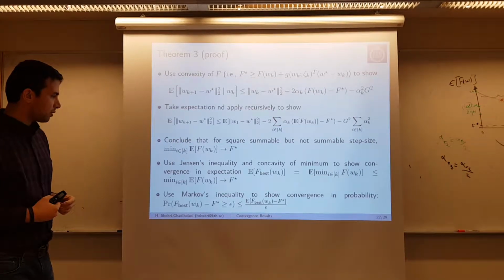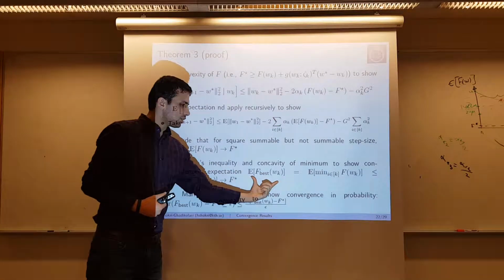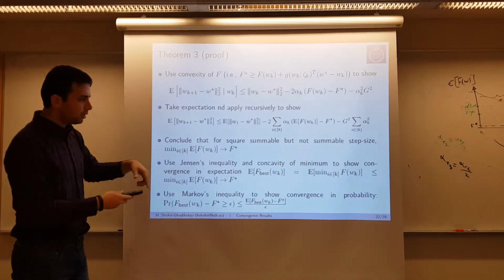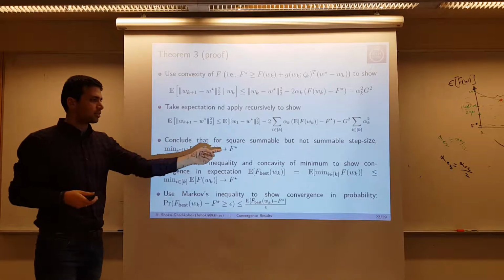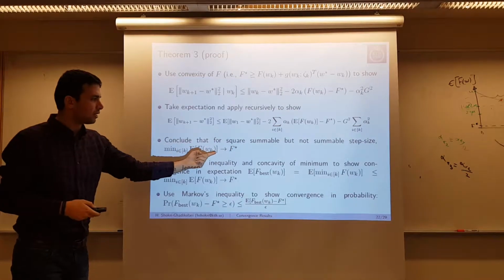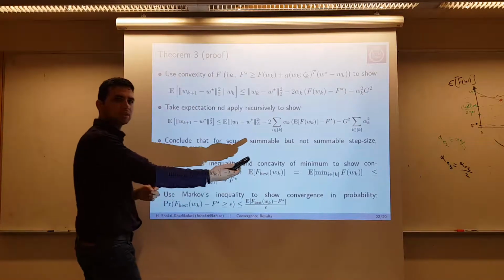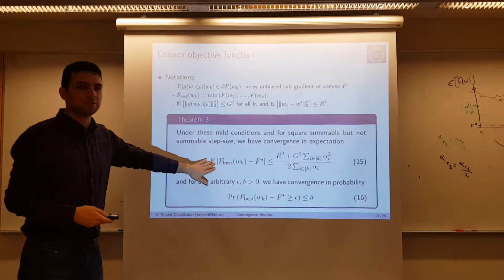So essentially what you can say is that expectation of f best, which is by definition this, is smaller than this guy here. And this guy is converging, which means that this guy is smaller than something, then definitely the whole thing is smaller than something. And that will be the proof of here.